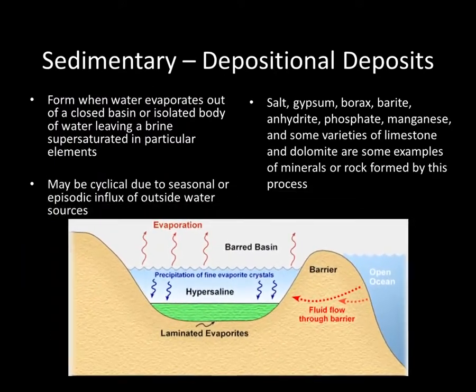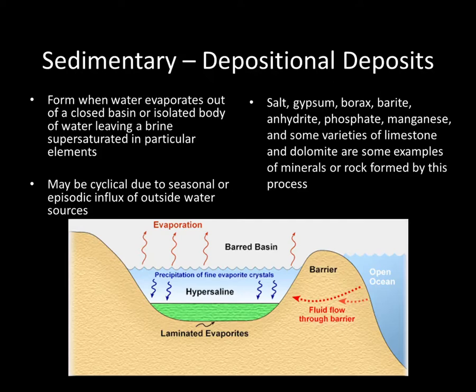Moving on to sedimentary depositional deposits. In some geologic environments like a closed basin or an isolated body of water that receives minimal influx of outside water sources, the water will naturally evaporate and become supersaturated in particular elements. Minerals will begin to form depending on the composition of the fluid and precipitate out of solution, making sedimentary layers of ore. Salt, gypsum, borax, barite, anhydrite, manganese, phosphates, silica, and some varieties of limestone and dolomite are some examples of minerals or rock formed by this process.